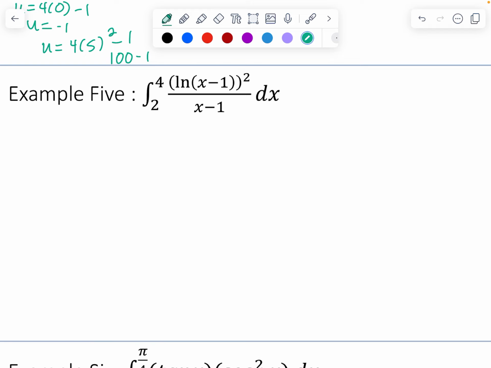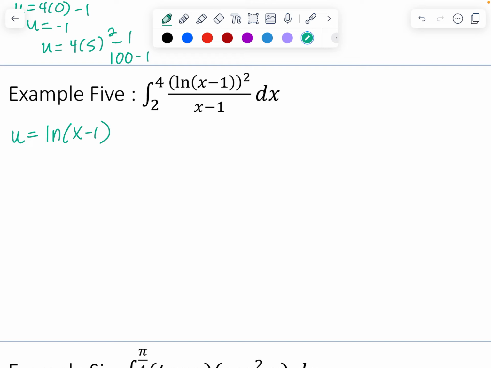So this next one, our inside function, you probably are going to debate between x minus 1 and the natural log of x minus 1. The natural log of x minus 1 is actually going to help us cancel out the denominator of x minus 1, because the derivative of the natural log is 1 over x minus 1. So that's why we're going to use that. So u is going to be the natural log of x minus 1.